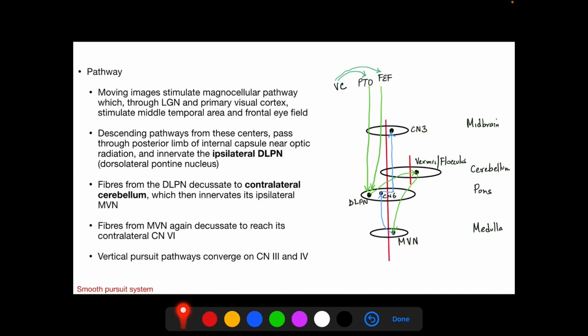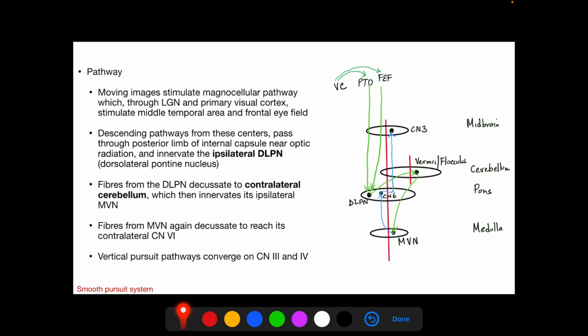The pathway for the smooth pursuit system is complex. A moving image stimulates the magnocellular pathway, which through the lateral geniculate nucleus and the primary visual cortex stimulates the middle temporal area in the parieto-temporal occipital region and the frontal eye field. Now descending pathways from these centers pass through the posterior limb of the internal capsule near the optic radiation and innervate the ipsilateral DLPN, the dorsolateral pontine nucleus. Fibers from the DLPN decussate to the contralateral cerebellum, which then subsequently innervates its ipsilateral medial vestibular nucleus. And as we have seen previously, the fibers from the MVN innervate the contralateral CN6 nucleus.